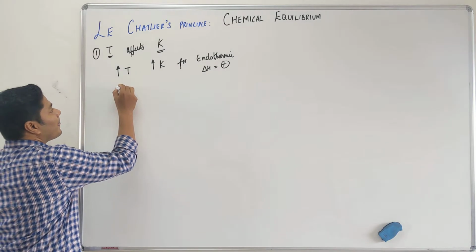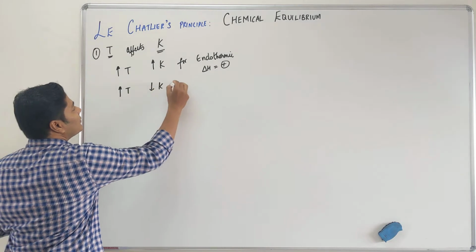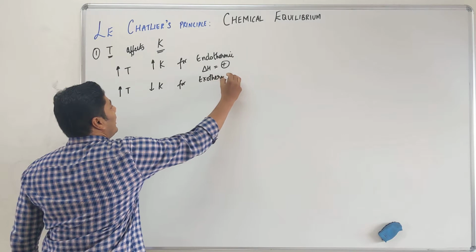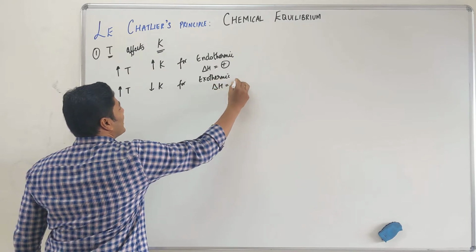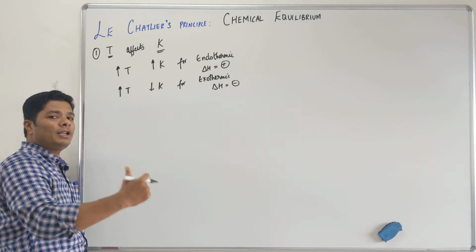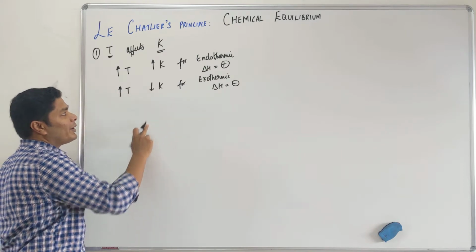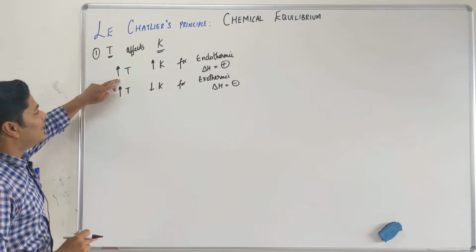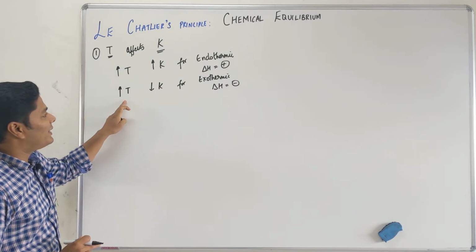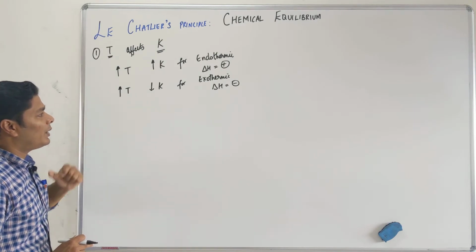Similarly, I can say an increase in temperature decreases K for exothermic reactions because delta H is negative. I want to give out heat, you are giving me heat. So I cannot do anything, I absorb the heat and go backwards. Backward reaction is endothermic. So as it goes backward, the K value will decrease. Now you can do the other way around. A decrease in temperature decreases K for endothermic, and a decrease in temperature increases K for exothermic. Straightforward. Okay.